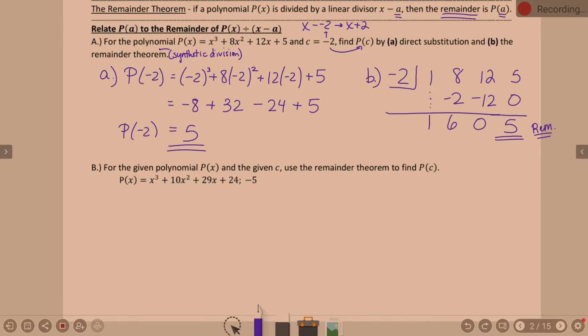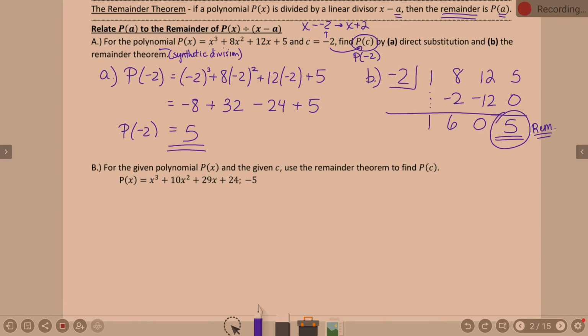So, when it asks you to find P of C or P of negative 2, they're asking you to find the remainder. Now, I think there's 1 or 2 problems in homework where they say do it both ways. But most of the time, they just say do it. So, you pick. Do you want to sub the values in? Do you want to do synthetic division? And here's the deal with the synthetic division. The only answer I care about is 5, the remainder.